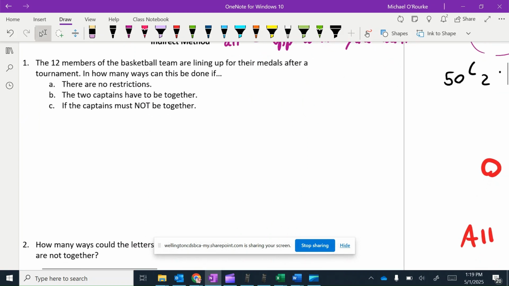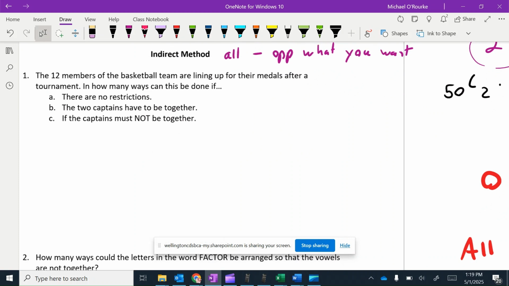Okay, so there are 12 members. Let's go through this. There's 12 members of the basketball team lining up for their medals after the win. So lining up, that's going to be a permutation. How many ways can this be done? Okay, so A, if there's no restrictions, we have 12 people. We want 12 lined up. And that's going to be my all options.